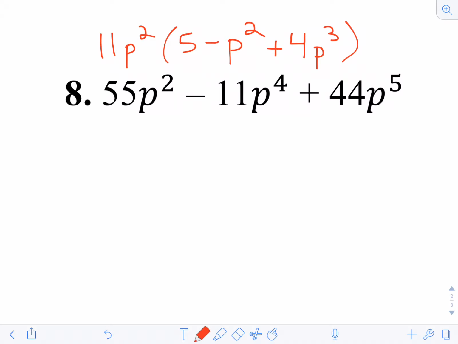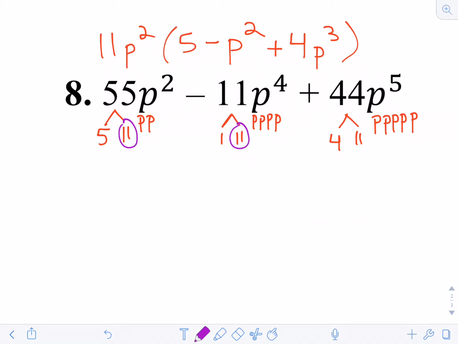I'm going to show you now how to work this out, kind of, I would say, the long way. So here, this is 5 times 11, and you have 2 p's. Here, this is just 1 times 11, and you have 4 p's. Here, this is 4 times 11, and you have 5 p's. Okay, so now in order to pull something out, you have to have it in every single one. It has to be a common factor. So what I see that every single one has is an 11.